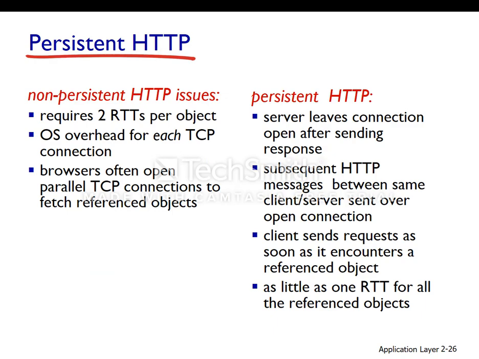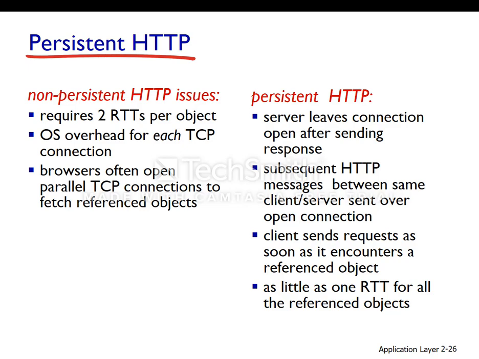Okay? Now, your operating system will also have overhead for each TCP connection. It's going to have to allocate some memory and a few other housekeeping things. So there's some overhead. Now, today, our modern browsers often open parallel TCP connections to fetch reference objects. So it's not uncommon for a browser perhaps to have 5 TCP connections, I'm sorry, to some server, say a Facebook server or something like that, trying to get reference objects.